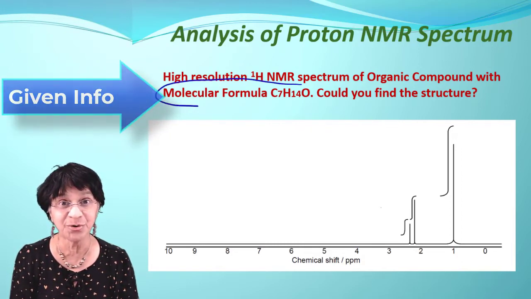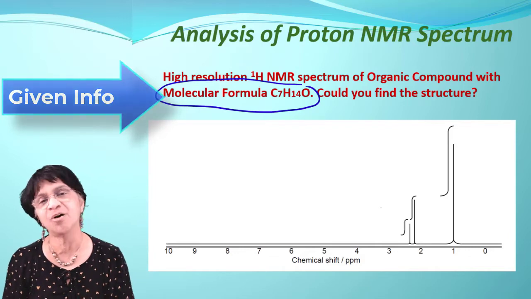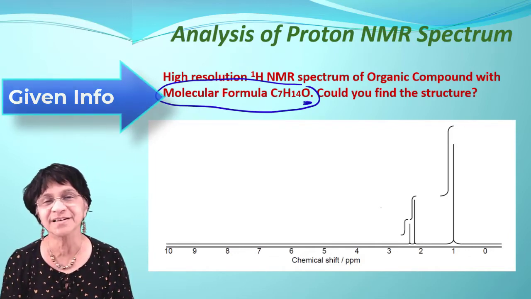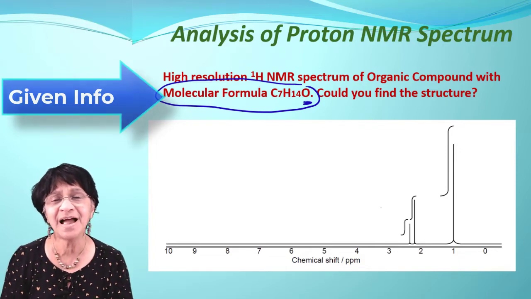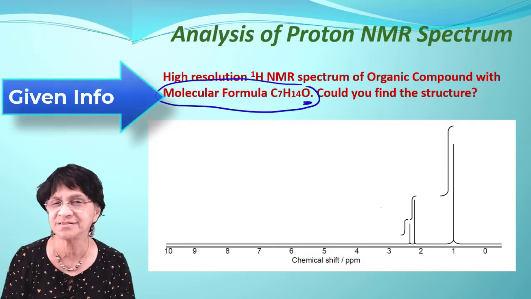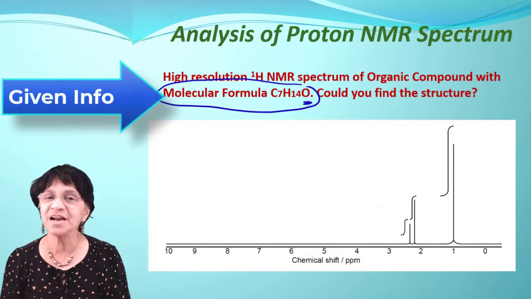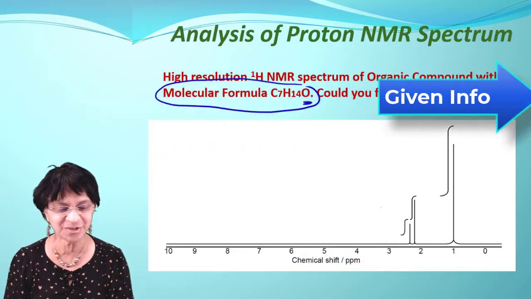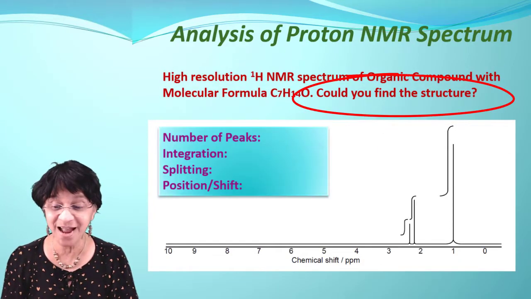We know that it has a molecular formula of C7H14O. Mark that oxygen there. That means we probably have either OH or carbonyl or ether or ester. So you need to figure that out when we are working on analyzing the NMR spectrum. Alright, here we go guys.